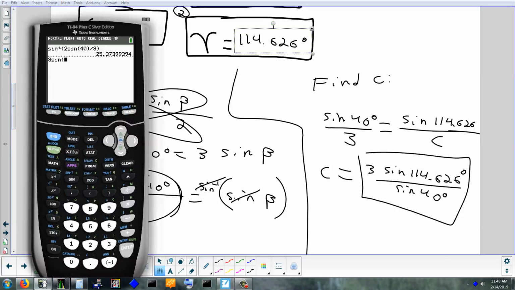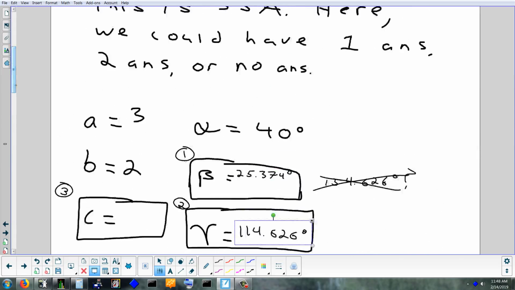Okay, so 3 sine 114.626 divided by sine 40. So for side C, I get 4.243. I'm going to check and see if that makes sense in a second.